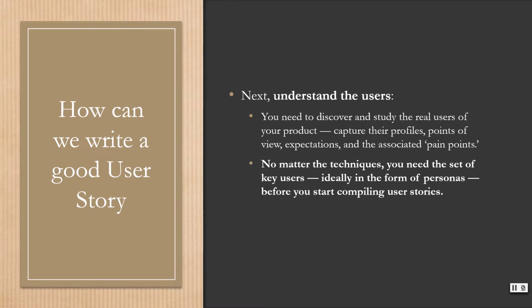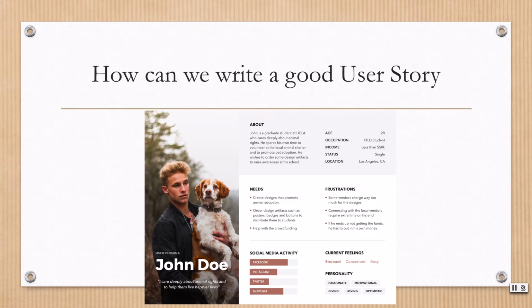So let's move to some examples. For this persona, the person shown here cares deeply about animal rights and helping them live a happier life. John is a graduate student and he cares deeply about animals' rights. He spares his own time to volunteer at the local animal shelter and to promote pet adoption. He wishes to order some design artifacts to raise awareness at his school.